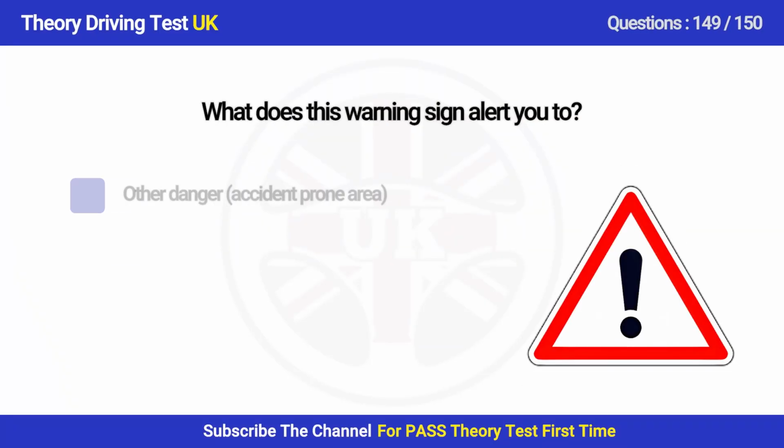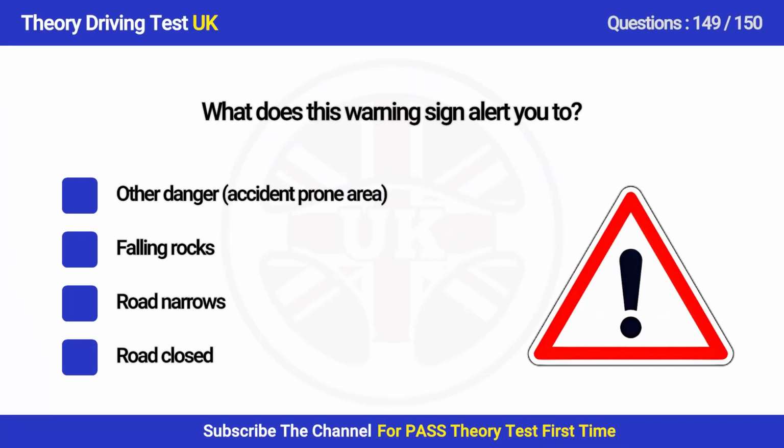Question 149. What does this warning sign alert you to? A, other danger accident-prone area, B, falling rocks, C, road narrows, D, road closed.